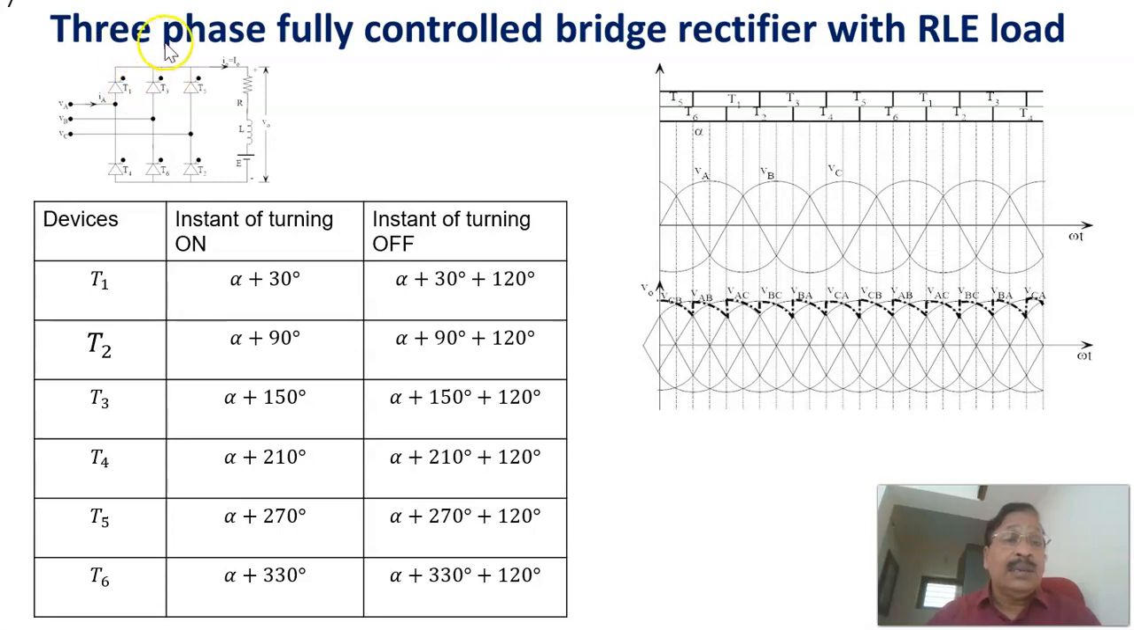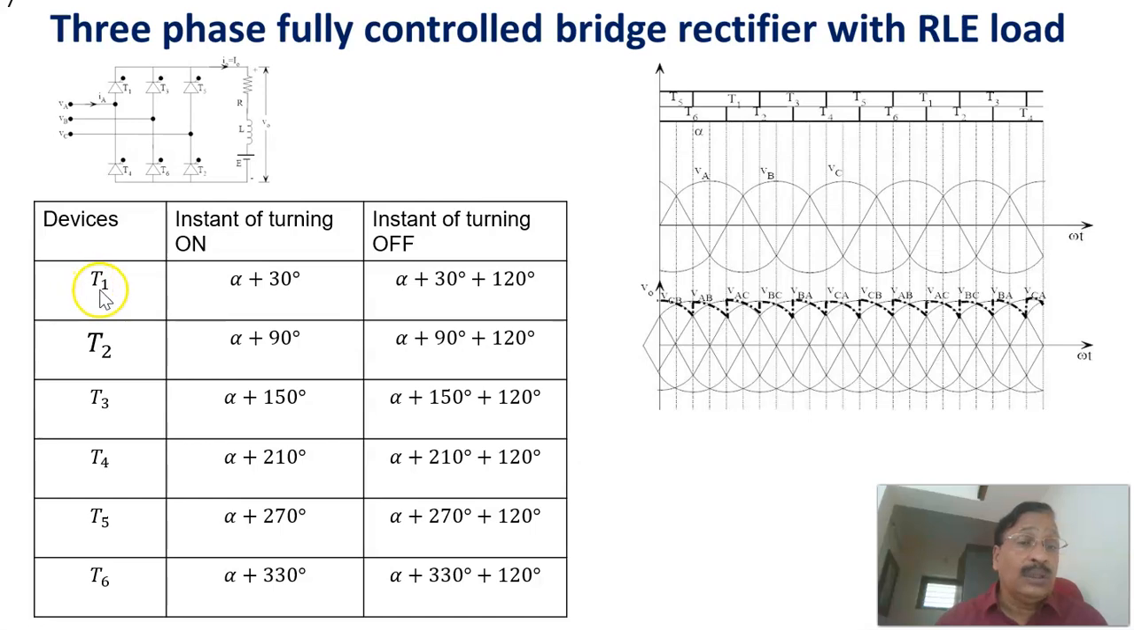As I explained in the previous slide, this is a three-phase fully controlled bridge rectifier. It's a bridge with T1, T3, T5, T2, T4, T6, like three legs, and in each leg there are two switches. A three-phase supply is given. The voltage across the RLE load will depend upon which one from the positive group and which one from the negative group is conducting. Which one conducts depends upon the instant, as you can see here.